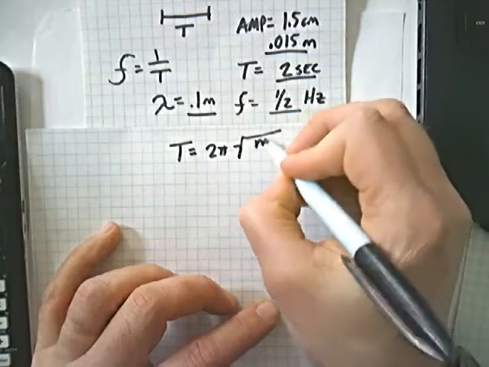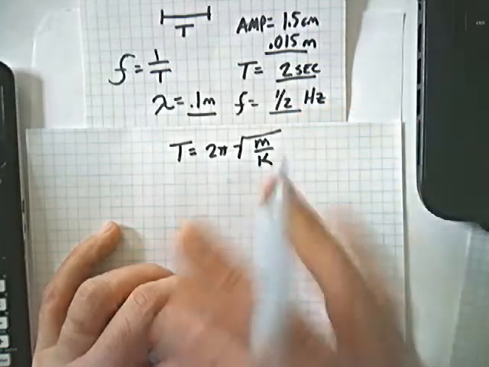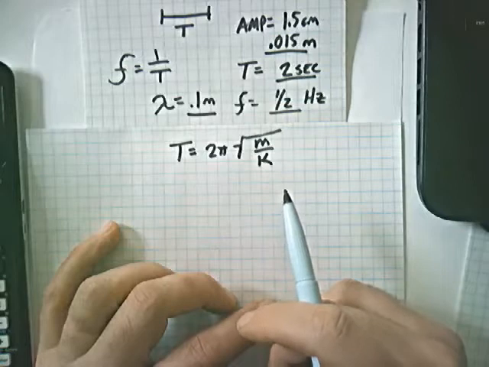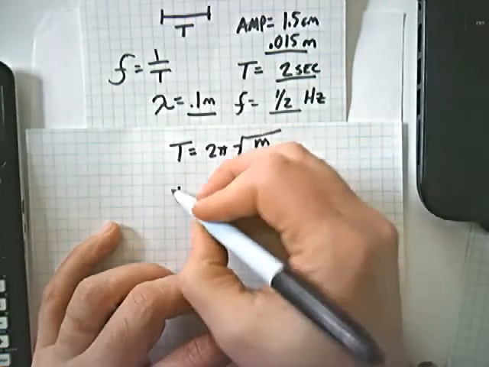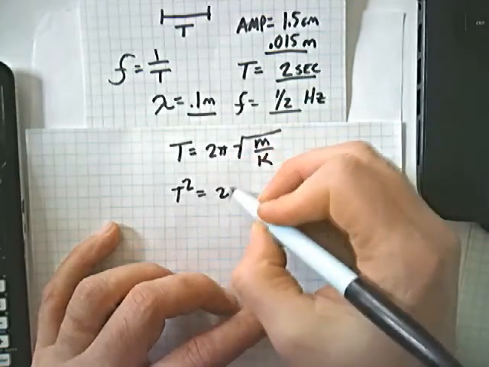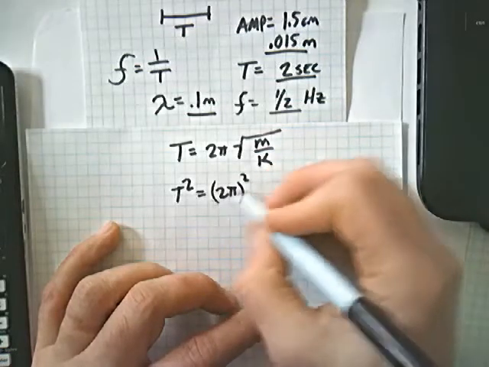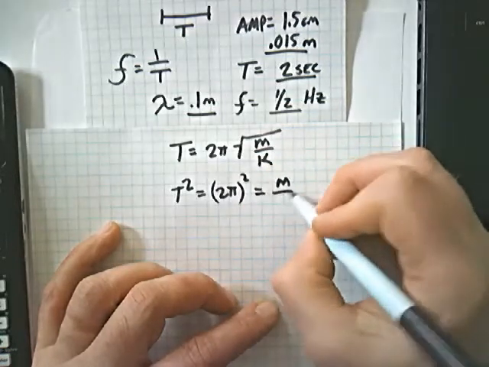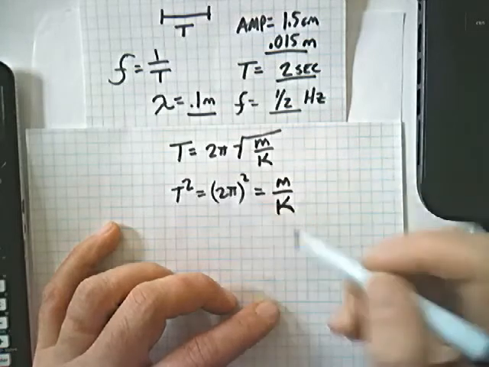Now, unfortunately, this isn't set up properly. We've got some things not really in the right place. So it's time to do some algebra. So we're going to square the period. We're going to square 2 pi. Watch out here. You've got to keep 2 pi in parentheses. If you don't, you might end up with the wrong number.